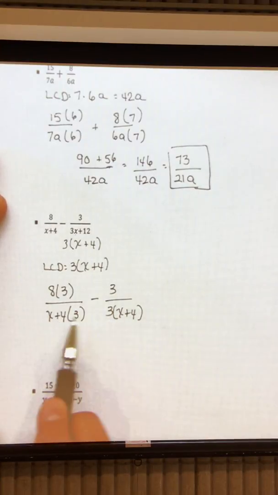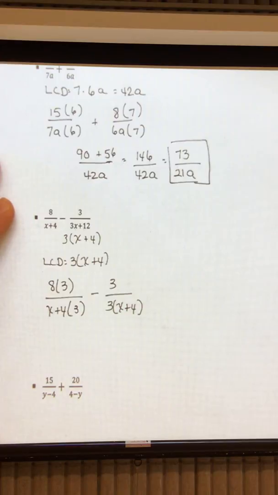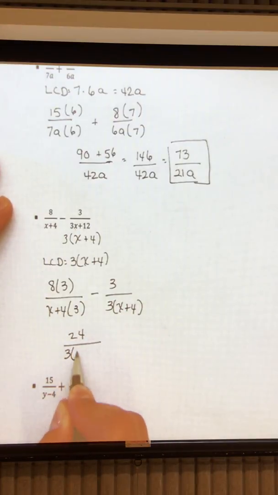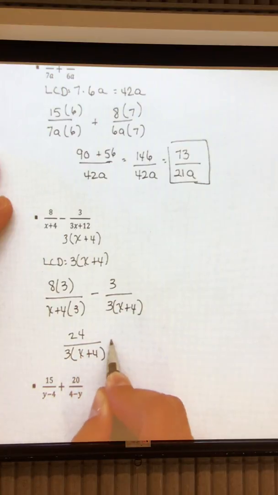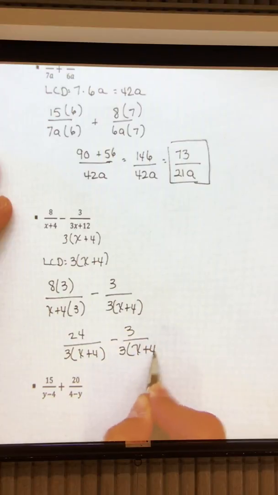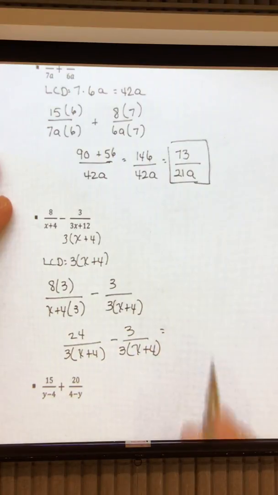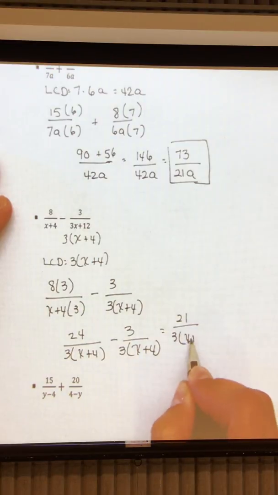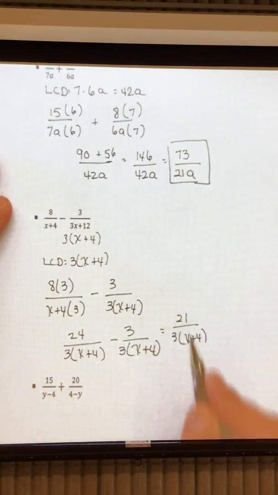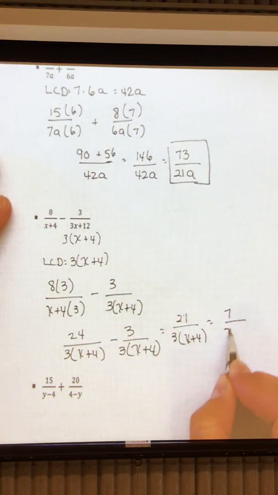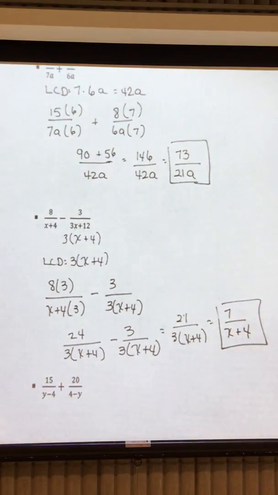So now the denominators are the same, so we combine our numerator. So 24 over 3 times x plus 4 minus 3 over 3 times x plus 4, which equals 21 over 3 times x plus 4, and here we can simplify. 21 divided by 3 is 7, so our final answer is 7 over x plus 4.